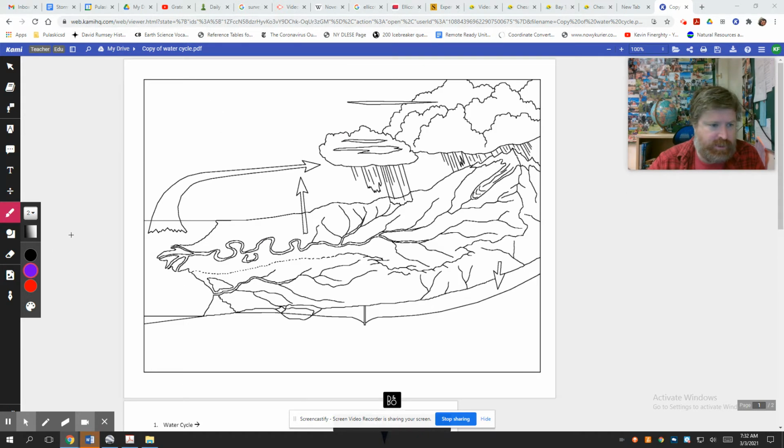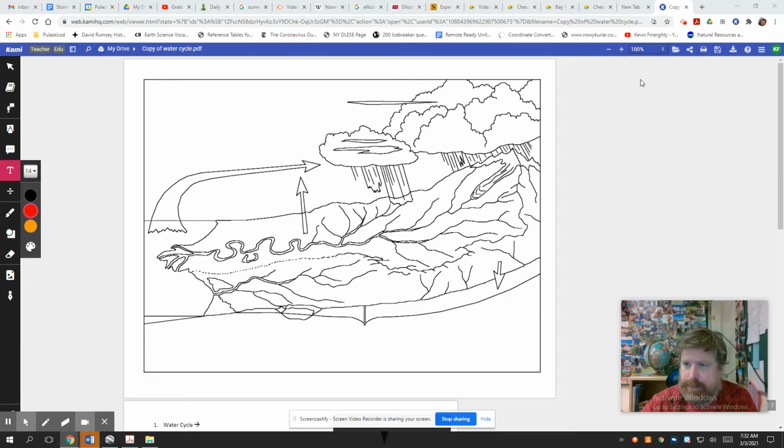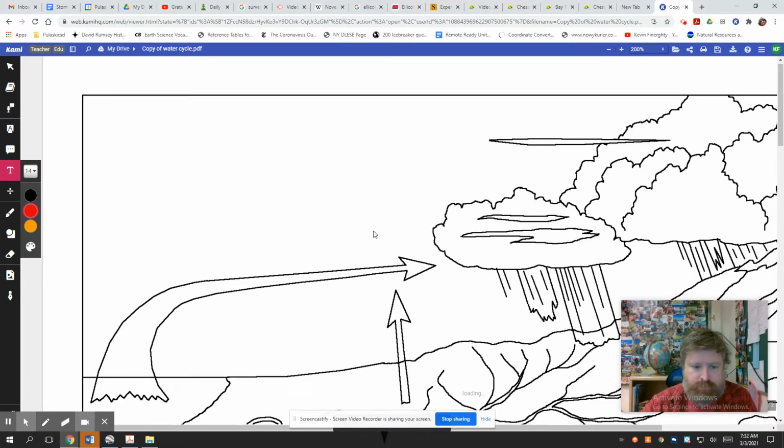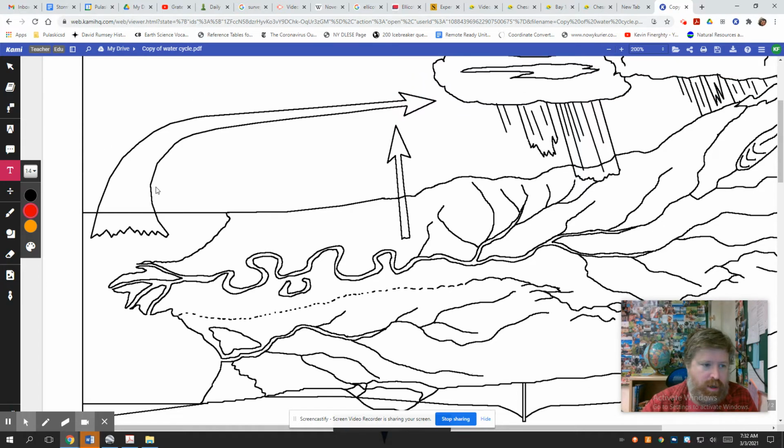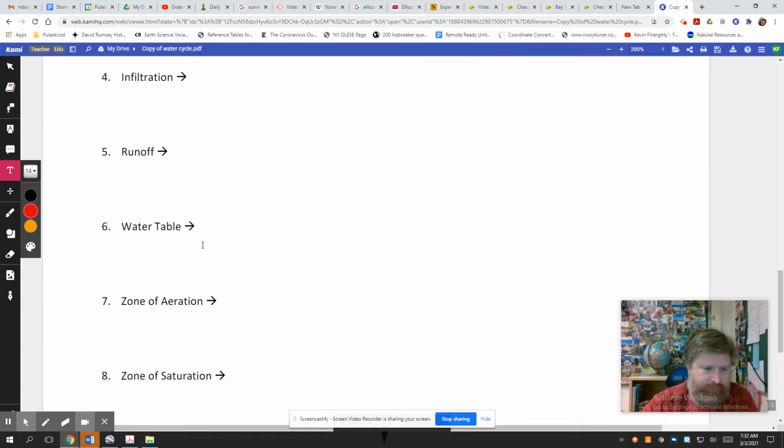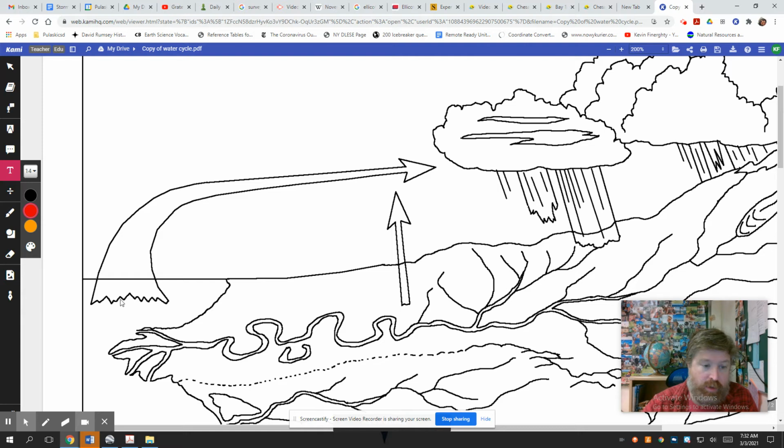So let's start, and I'll do some zooming. All right, so let's start over here where we have water going from, say, a lake. We'll do it in blue, or an ocean, whatever may work. That's purple. No big deal.